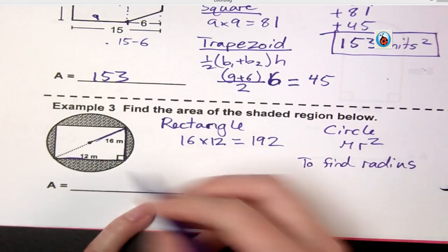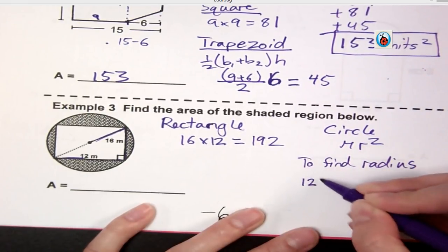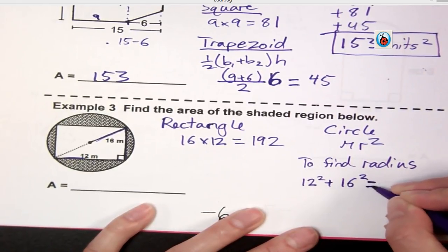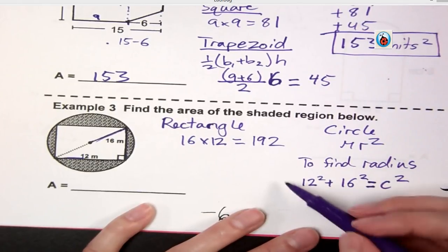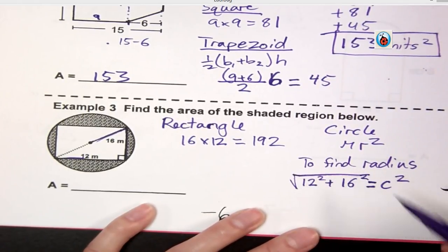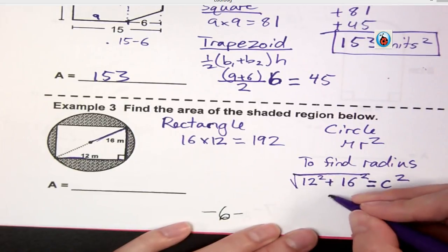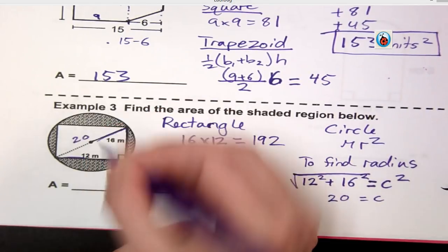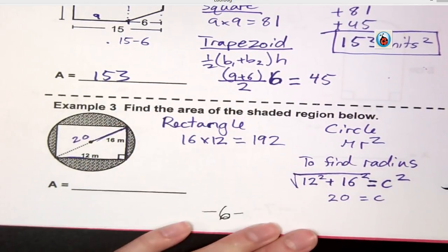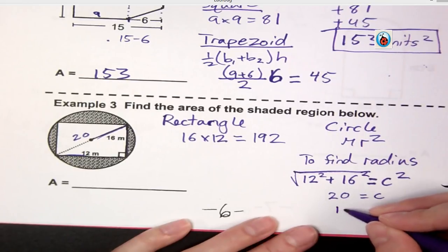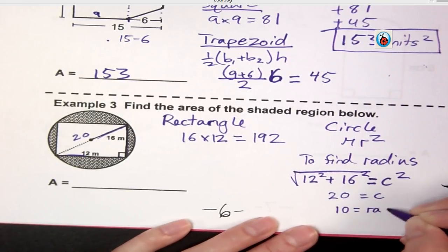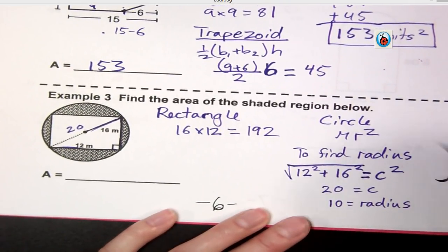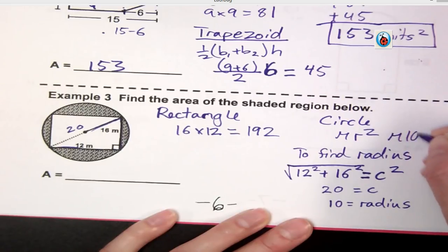I have to find the missing side of that right triangle. So I would do my Pythagorean theorem, 12 squared plus 16 squared equals c squared. I plug that into my calculator and get 20 equals c. So if my whole side is 20, what would my radius be? And if you answered 10, that would be correct, because the radius is going to be half of it. And so now I can plug that back in to get pi times 10 squared.